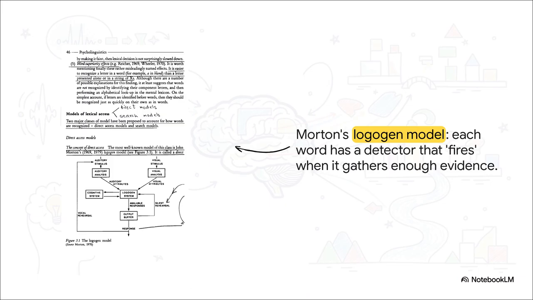So let's look at a classic example of a direct access model. This is Morton's logogen model. It's a cool idea. Just imagine that every single word you know has its own little detector, a logogen. And as you see or hear a word, evidence starts pouring in, the letters, the sounds, and this little detector's counter starts ticking up. And then bam! Once it hits a certain threshold, it fires. And that right there is the moment you recognize the word.